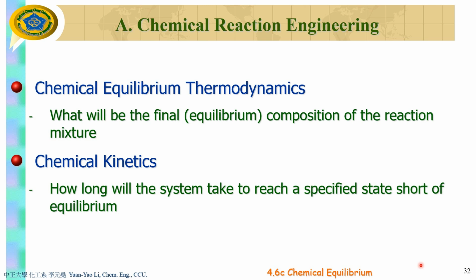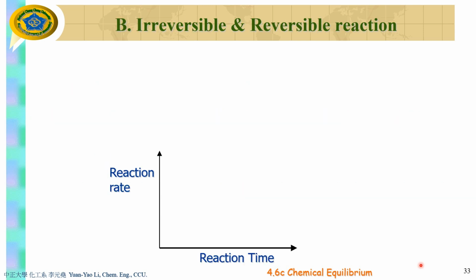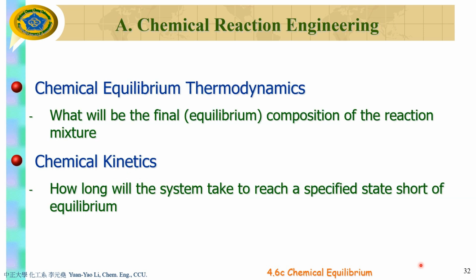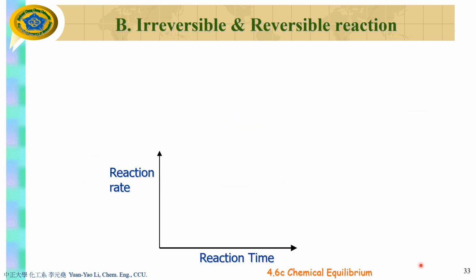But for chemical kinetics, you need to know what's going on during the process, so it's always something to do with time. I might want to know what's going on after 10 minutes of reaction with these chemical reactions. So this is one of the topics, called chemical equilibrium thermodynamics, and also chemical kinetics.